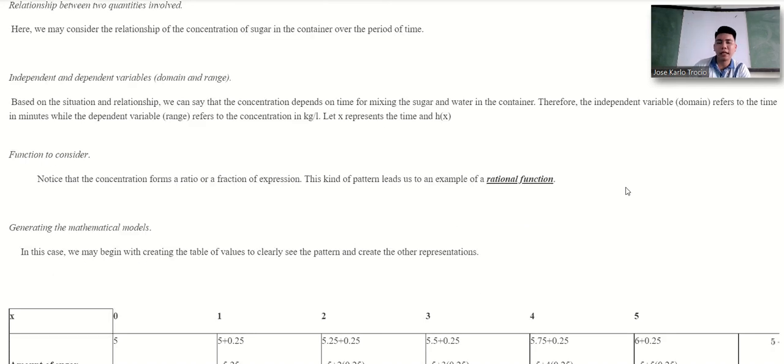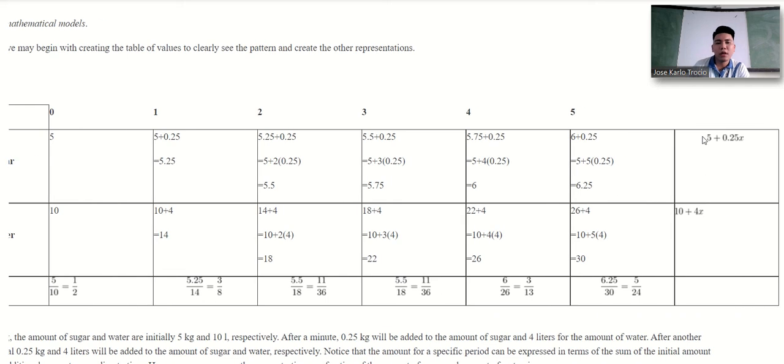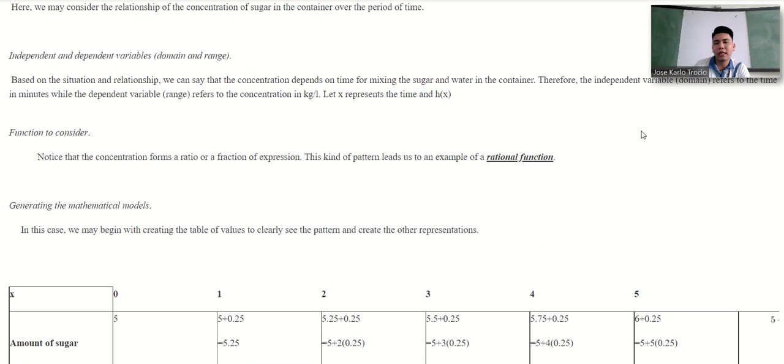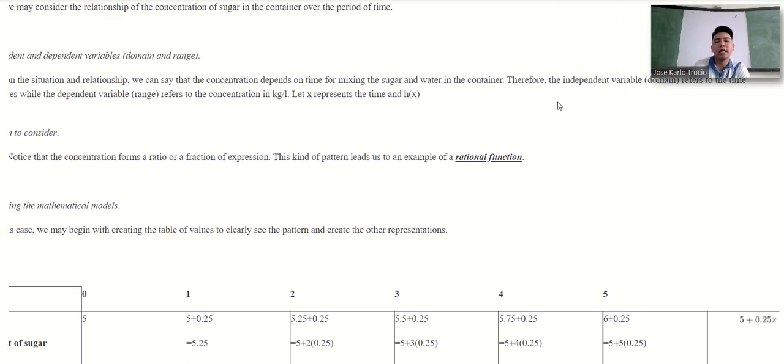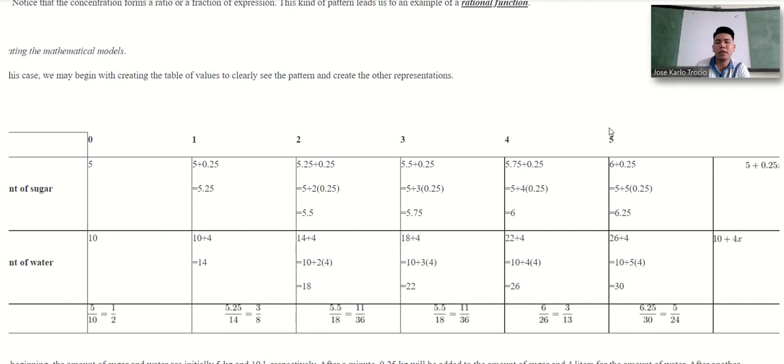As you can see, this is another example of a rational function. So let us solve for it. This is our first function, in the numerator. You have 5 plus 0.25x. This is for sugar. Sugar, our x, our input, our domain. What is our domain again? That is our independent variable, the amount of sugar being poured.